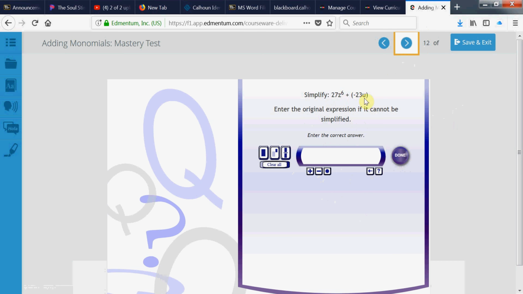Now z to the sixth and u are unlike, so I just rewrite what we have. I cannot add unlike terms.